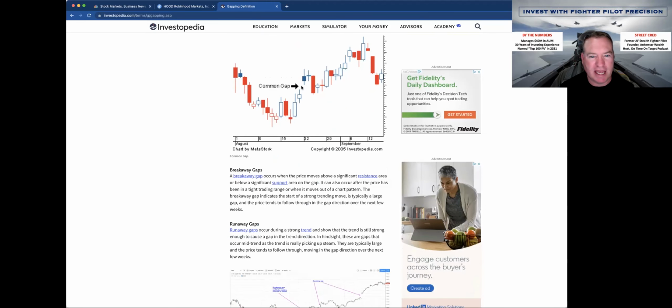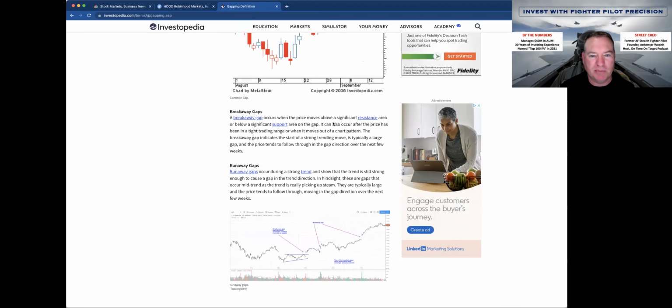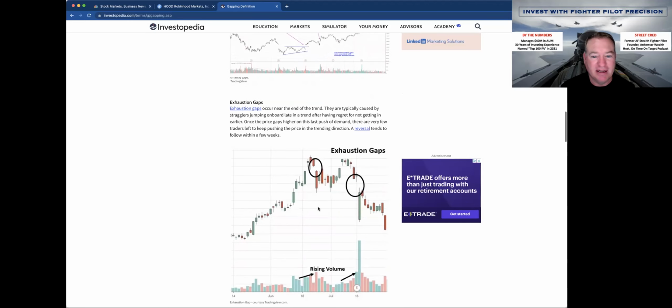So this is just that gap up that we're talking about. A breakaway gap occurs when a price moves above a significant resistance area. Let's see, do they give a breakaway? Well, here's a runaway gap. There's a breakaway gap. Okay, so here you have a channel trade is what they're saying, and then it breaks the channel, and that's called a breakaway gap. And then a runaway gap is when you're not breaking a channel. It's a continuation, but it just continues that trend that a stock is already in.